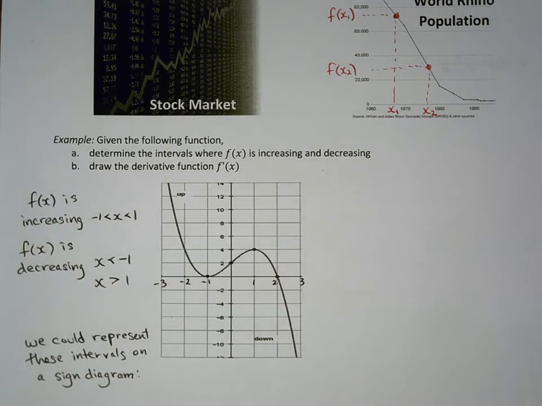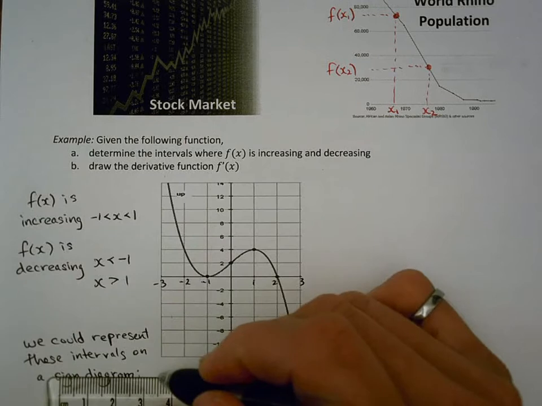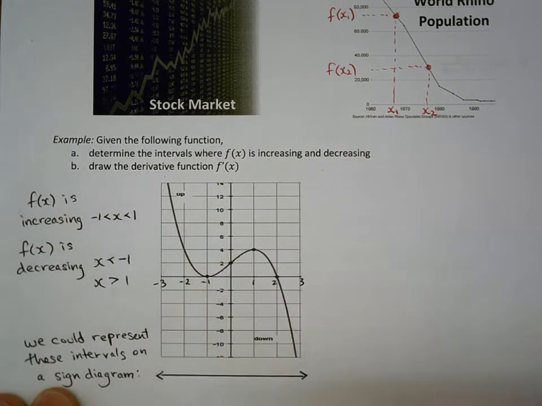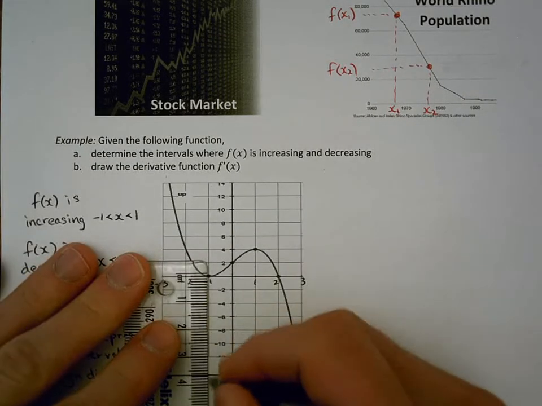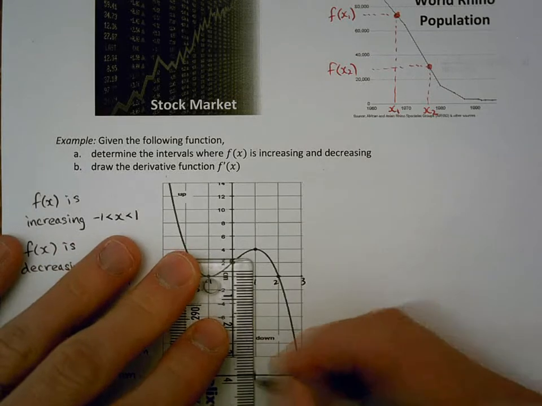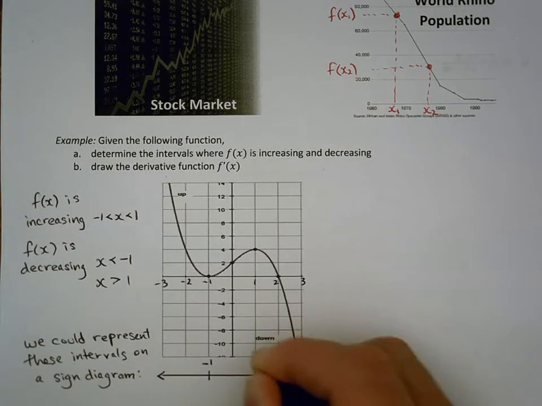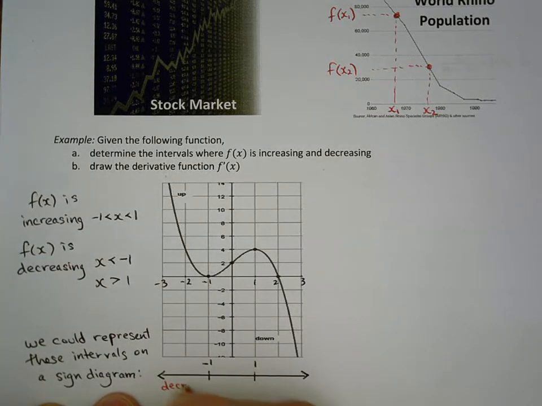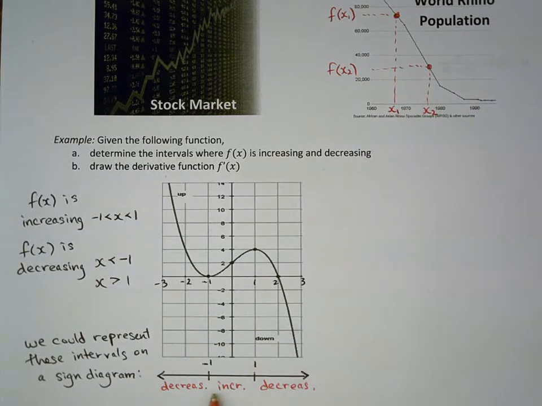I'm just going to draw this thing for you because we're going to be using it on the next page. But what if I represented all of the x values with a line? And we know that this is -1 here and there's 1 here. So I know that it's decreasing in this region, it's increasing in this region, and it's decreasing on this region. So that's a sign diagram. We're going to figure out how to draw this on the next page.